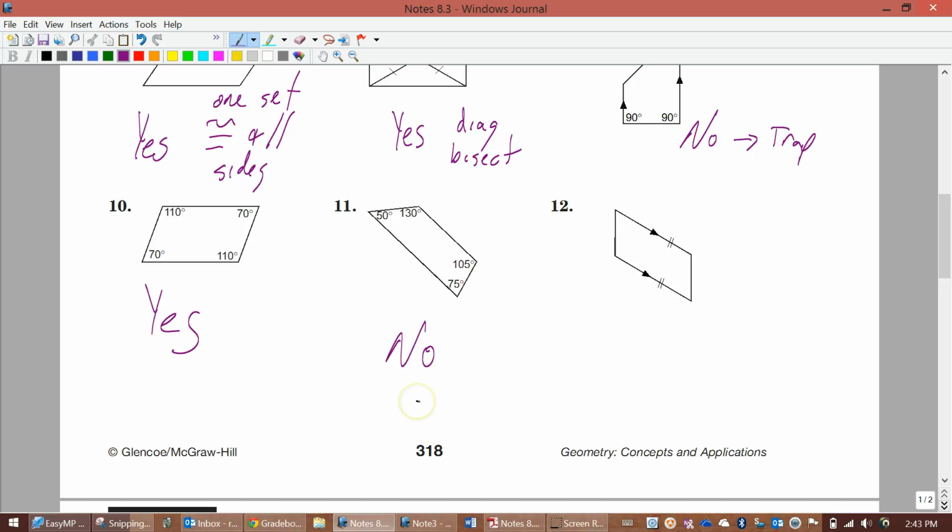Is that a trap? Is that a trapezoid? No, it's not a trap. So you don't really need to be careful. Just to make sure you say it's not. Number 12? One set. How about this? Parallelogram? Parallelogram? Nope.